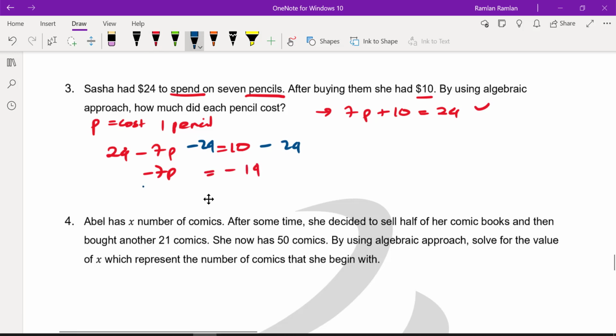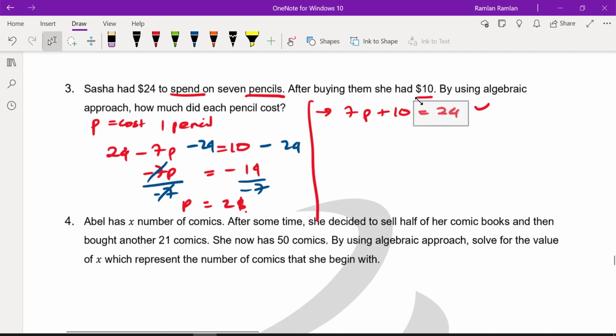Now we only need to divide everything by minus 7, right? So this guy is gone. Negative divided by negative is equals to 2, right? Can you see that the p, or the cost of 1 pencil, is 2, and here it is in dollars, right? So if we're doing this one, it's the same thing, right? So subtract both sides by 10. I'm gonna move this a little bit to the right side.